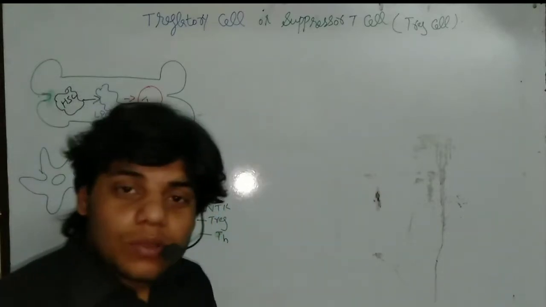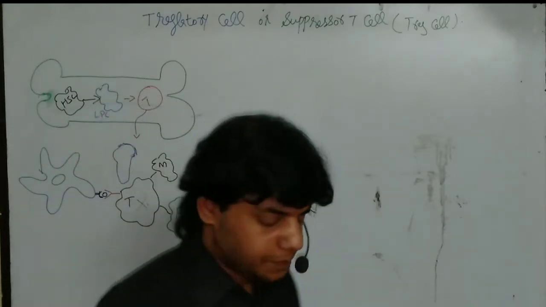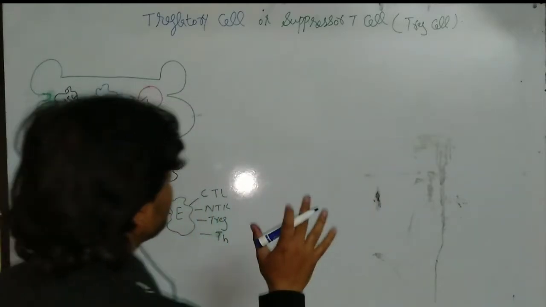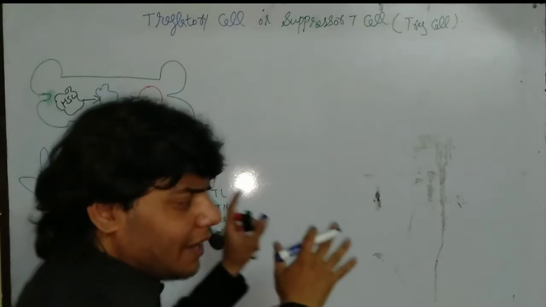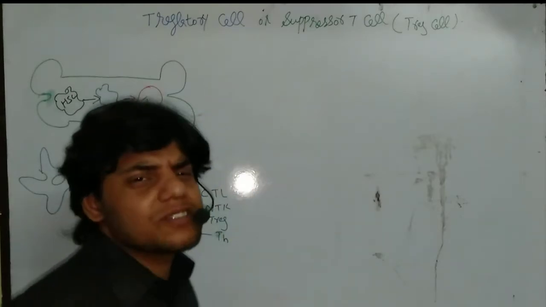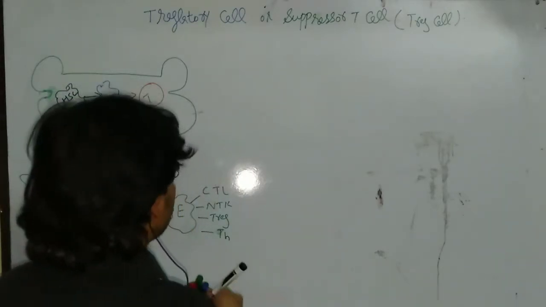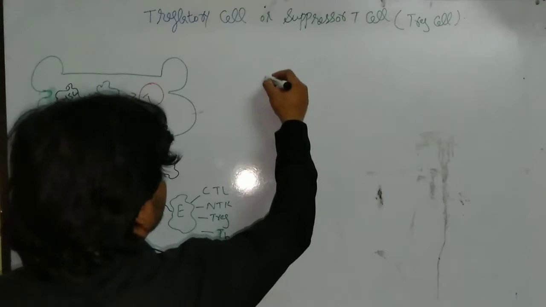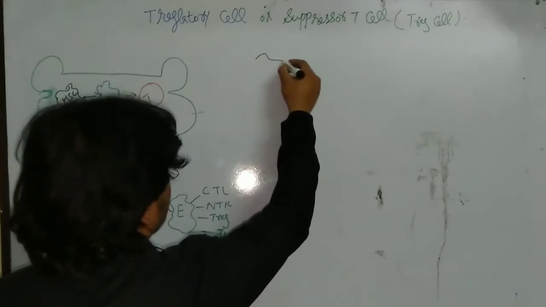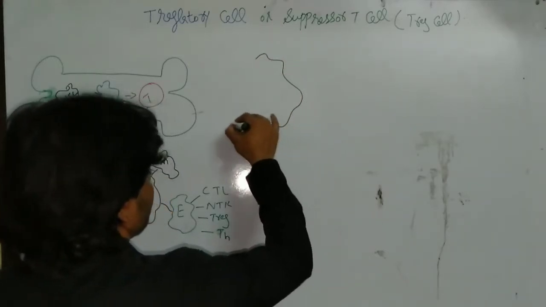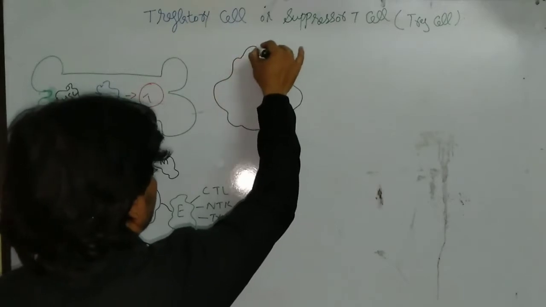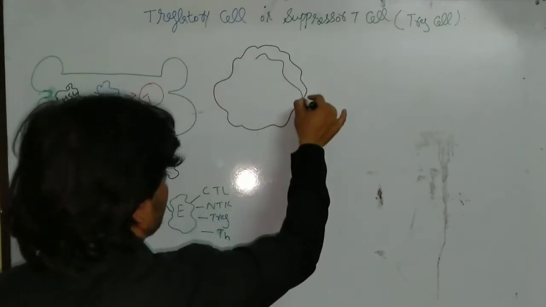Now let's talk about the structure of the T regulatory cell. Normally this is the structure which I am drawing here. It is not the exact structure. The main things which are present in the T regulatory cell are these. So let me draw a rough diagram of the T regulatory cell. Let's suppose this is the T regulatory cell. A rough diagram. Okay.